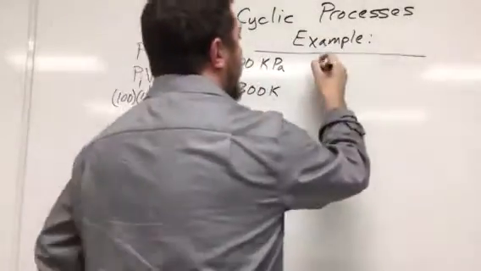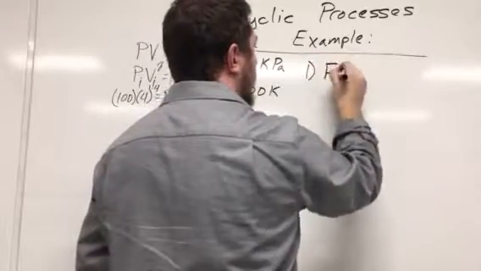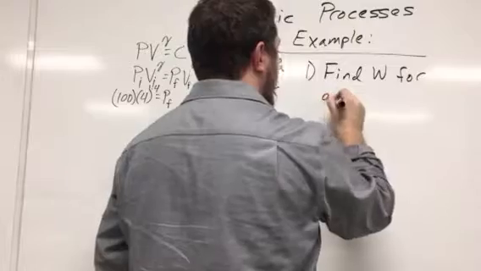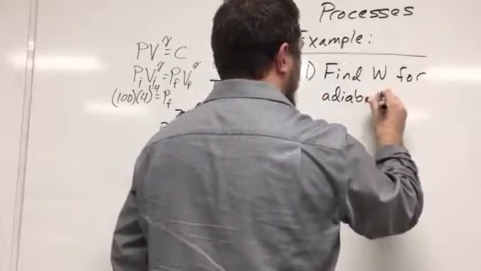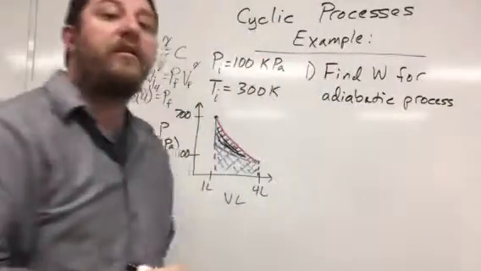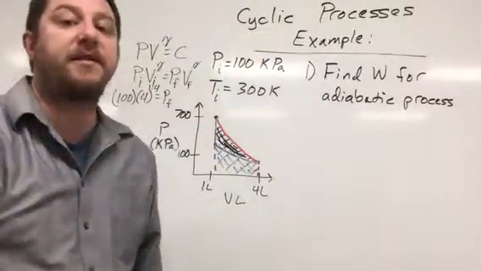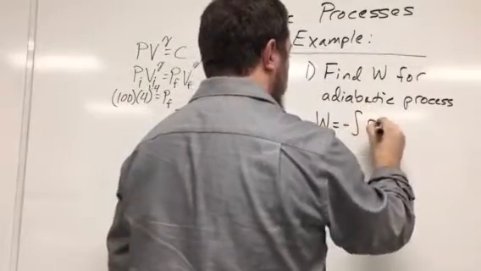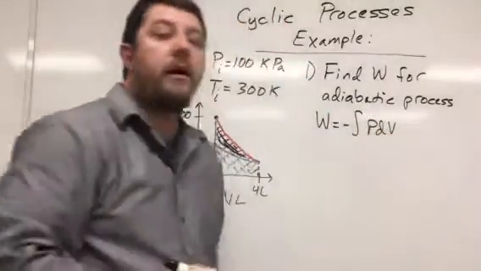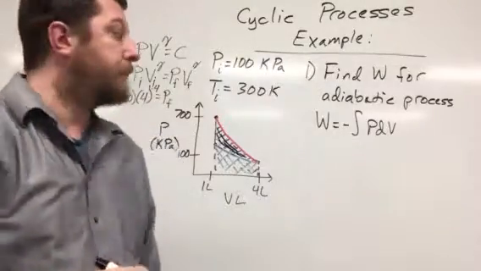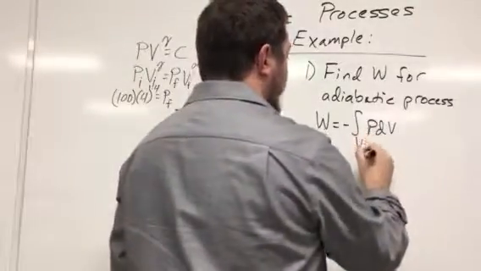So our first step, we want to find the net work done for our adiabatic process. And remember, that work is equal to negative the integral of P dV, from V1 to V2.